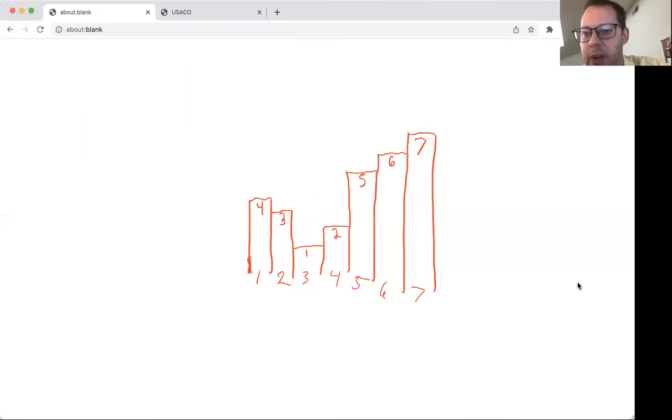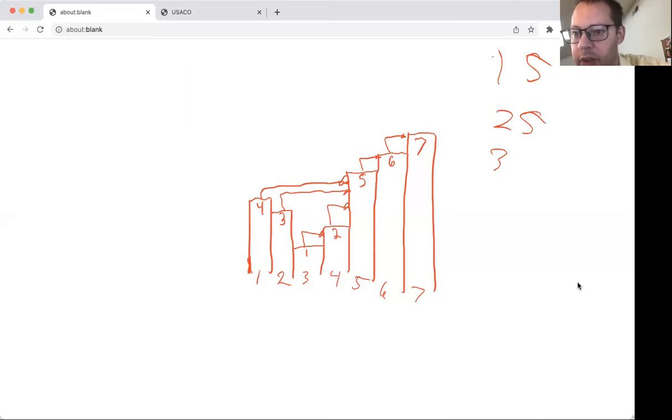Essentially what's going to happen is, and let's just real quick eyeball this and make sure. This cow right here, the one taller cow they're going to throw to is here. This cow, the taller cow they're going to throw to is here. This one will throw here. This one will throw here. This one throws to here. This one throws to here. That's going to give us the pairs 1, 5, 2, 5, 3, 4, 4, 5, 5, 6, and 6, 7.